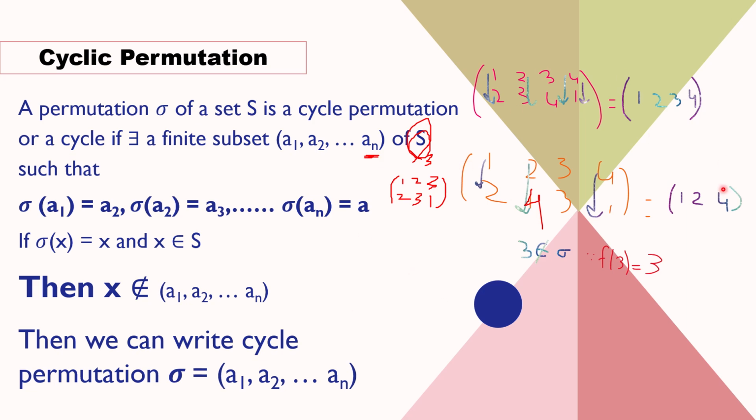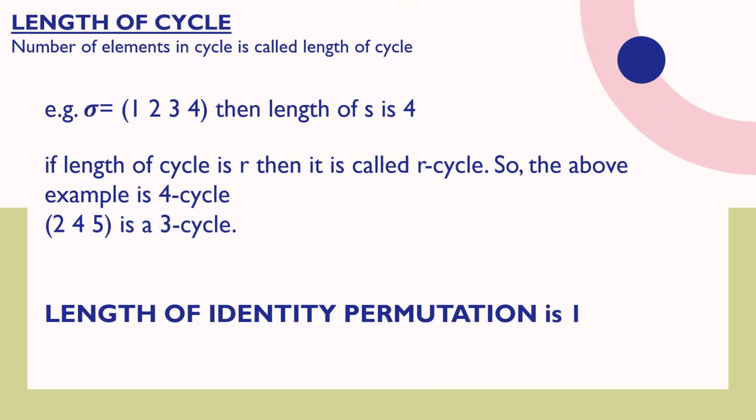So this is basically an understanding of a cyclic permutation. We'll be performing examples and theorems, and it will be much easier for you to do in that case. All right. Now, length of a cycle, again a very simple concept. The number of elements in a cycle is called the length of the cycle. So for this particular cycle, the number of elements is 4. So the length of the cycle is 4. If the length of a cycle is r, it is called an r cycle. So this is a 4 cycle. If the length is 3, then it's a 3 cycle.